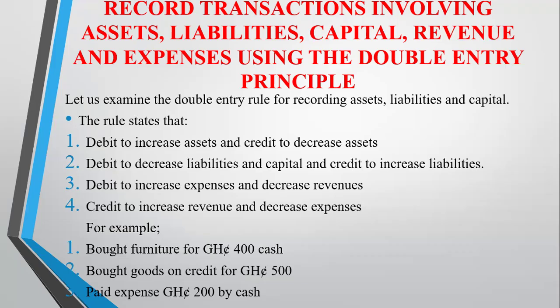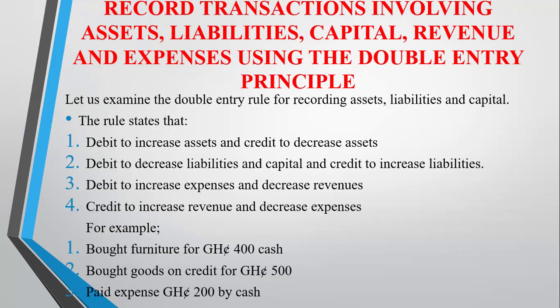Very simple. Also, if you want to look at it in this way, the giver and the receiver. With the first example, furniture for cash, there are two accounts involved here, which are the furniture account and the cash account. So we see cash as a person and see furniture as a person. These are two people in this transaction.